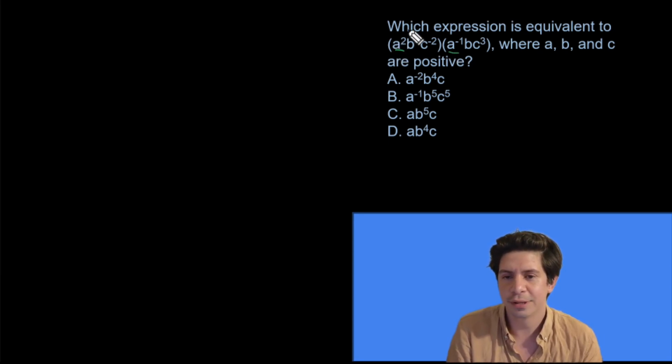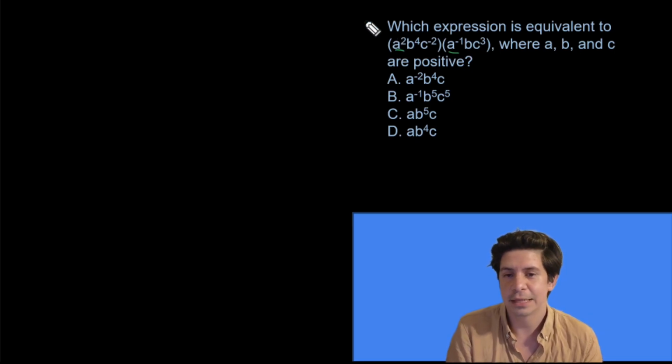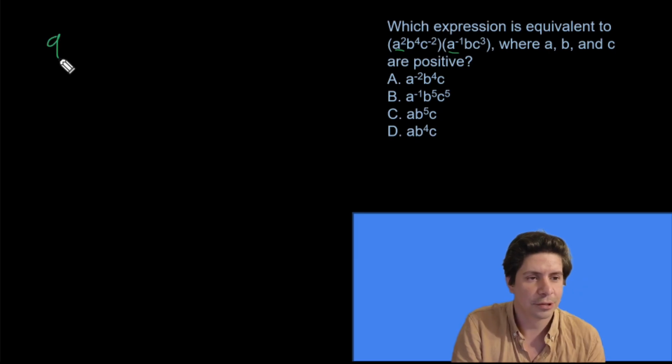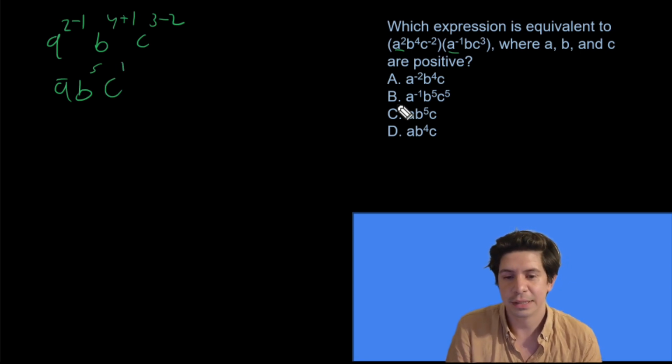The way you do this is you multiply each part by part, right? Same base with same base, and you add exponents. When you multiply, you add exponents. It's going to be a 2 minus 1, because that's 2 plus negative 1. And you have b 4 plus 1. And then you have c 3 minus 2, and you're going to get a to the 1 power, b to the 5th power, and c to the 1 power. That will be c here.